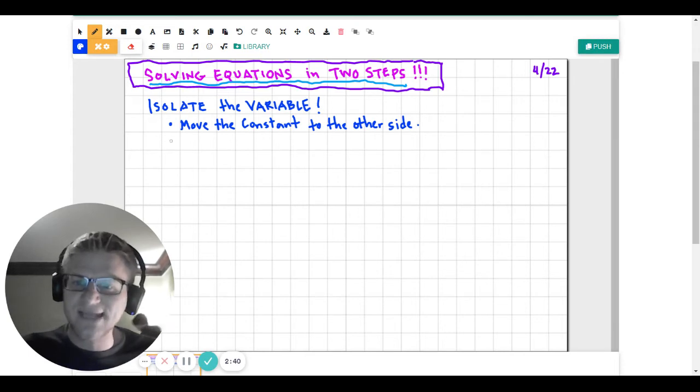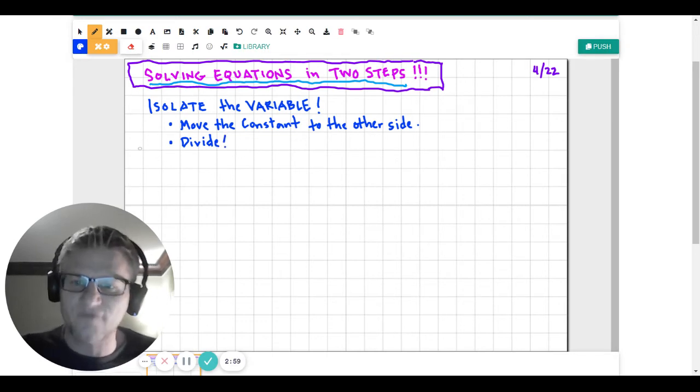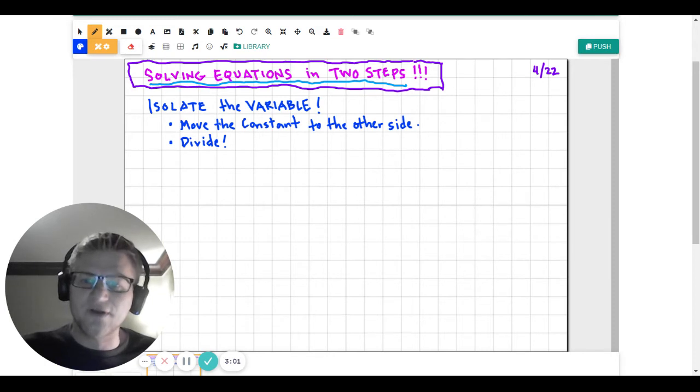And the second thing we're going to do, number 2, is we are going to divide. So it's almost always division. Let's just say divide. We're basically going to divide the coefficient out. So we're going to divide out the number that's with the variable. I'm going to show you how to do this.